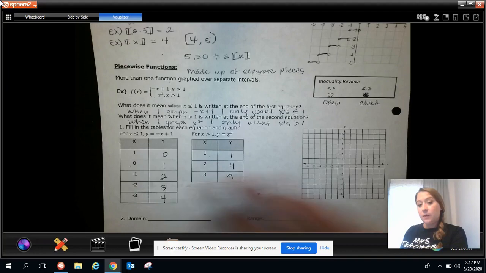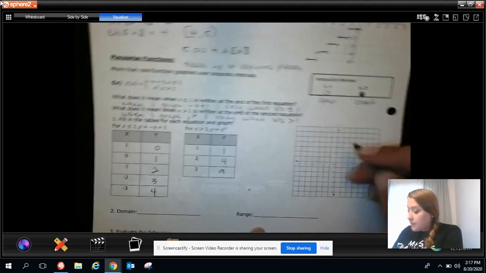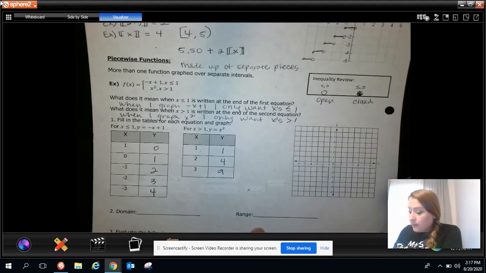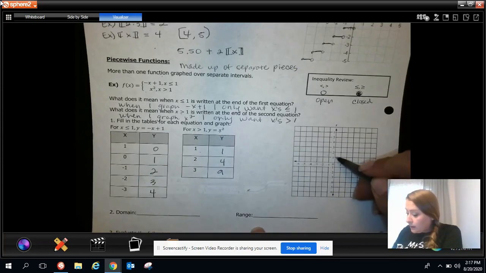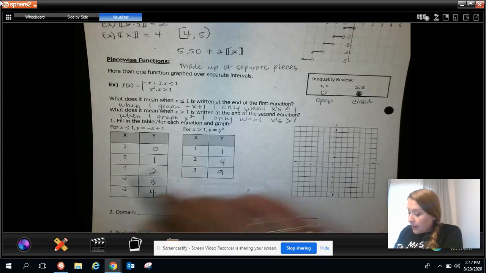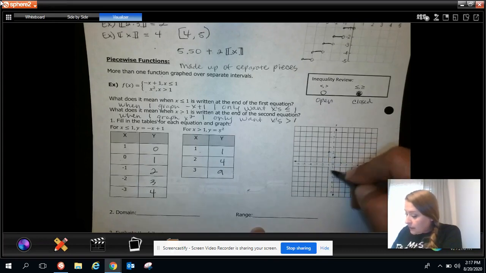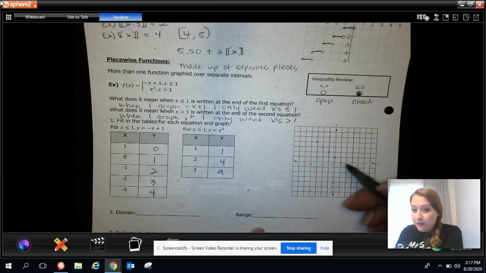I'm going to take these points now and plot them. At 1, 0, I'm going to put a point. At 0, 1, here's a point. At negative 1, 2, negative 2, 3, negative 3, 4. So that's all we have for that table.